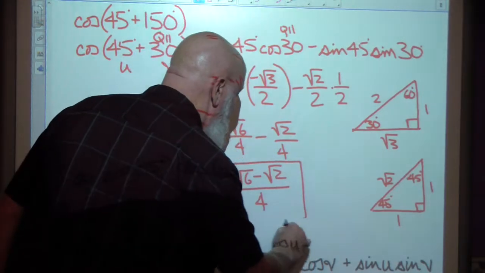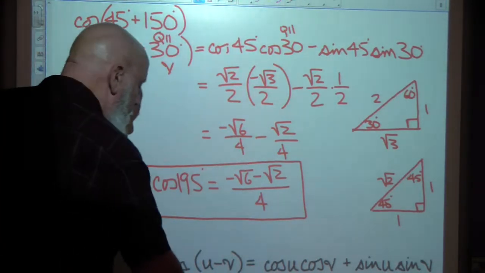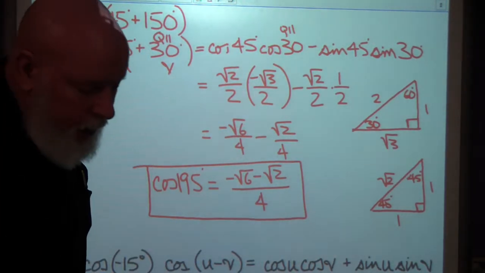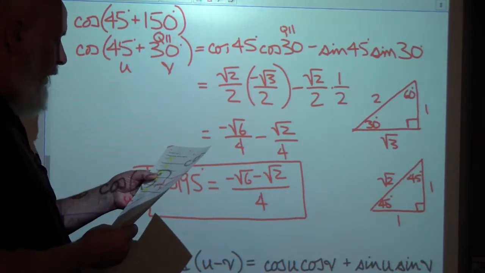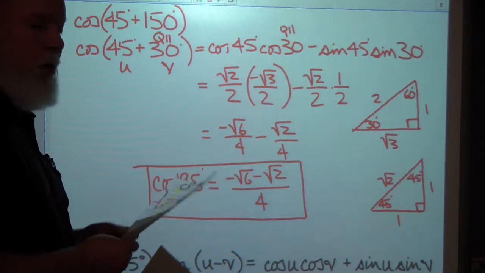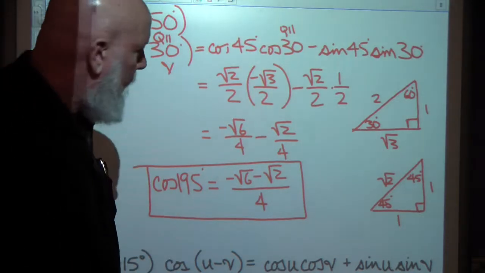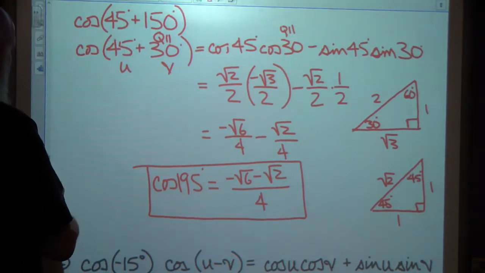And if that's wrong, I'm going to cry. Getting ready to cry. Cosine 195, negative radical 6 minus radical 2 over 4. Yay!